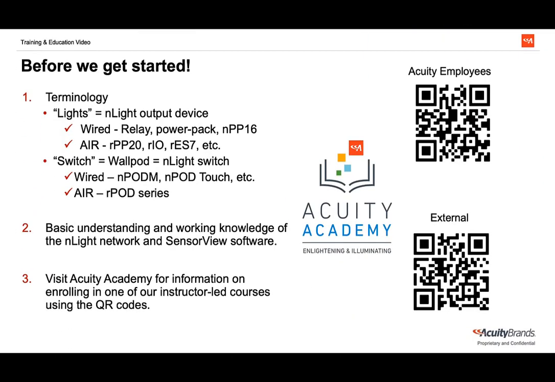A couple of things to note before we get started. When we use the term lights, we mean any nLight output device, like an nLight enabled fixture or relay, power pack, or equivalent nLight Air device. When we use the term switch or wall pod, we mean any nLight device that is issuing switch commands on, off, and dim. These can come from nPod M-series devices or switch channels set up on an nPod Touch.